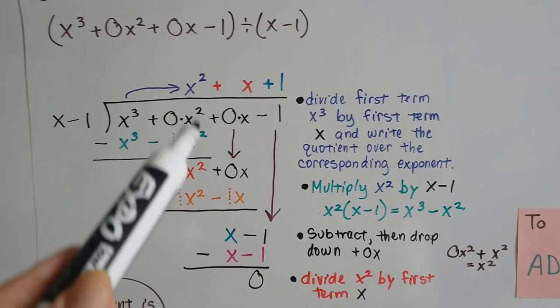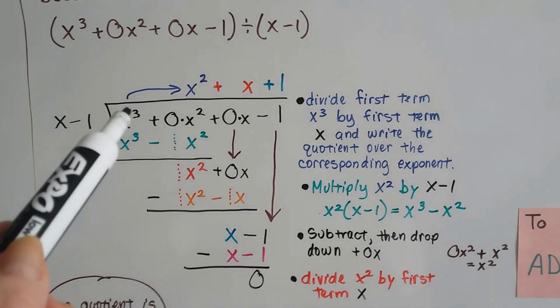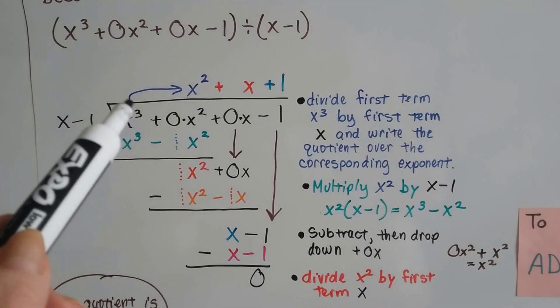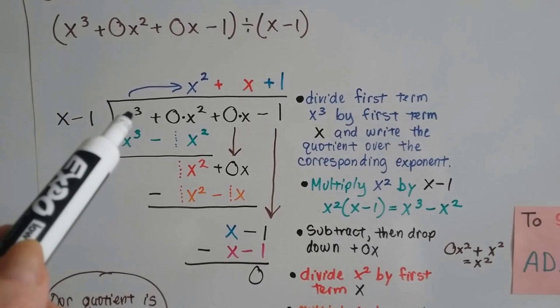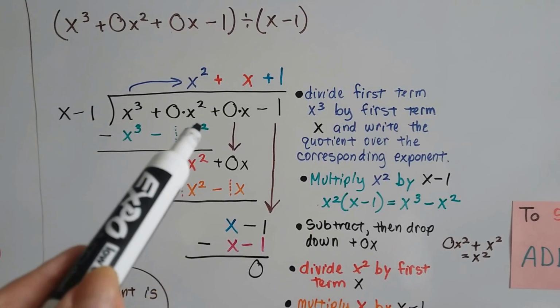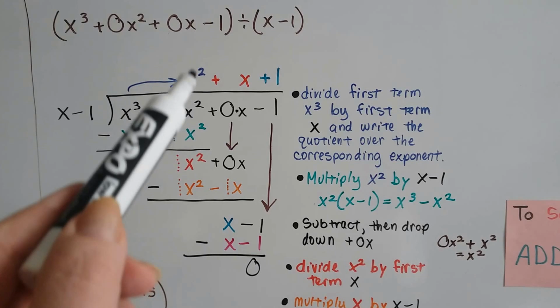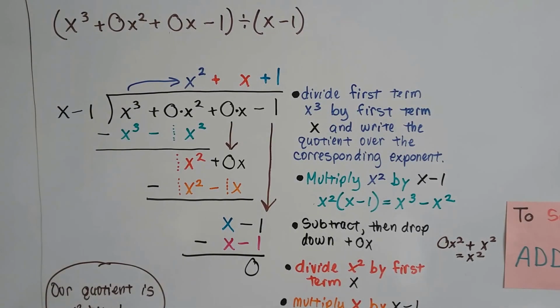And we write it over the corresponding one. We could have written it over here on top of this x to the third because that's the one we divided, like in normal long division, but we want to keep our exponents above our exponents. So because this is the x squared column, we're going to write our answer above here, and that's where our x squared is going to go.